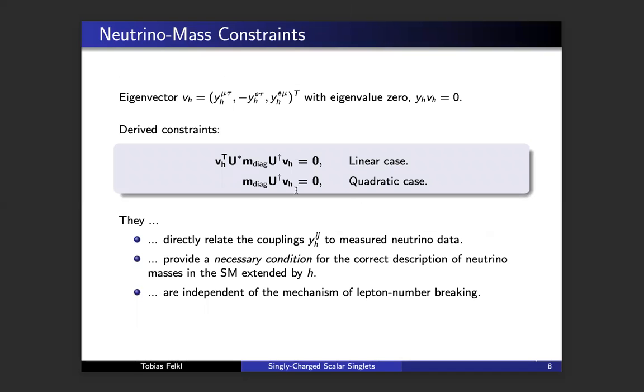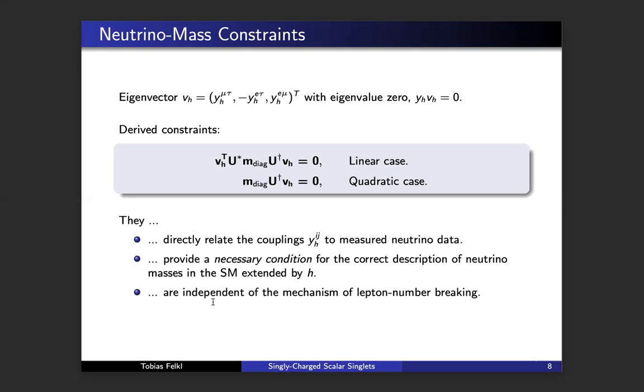We derived these expressions in the light blue box, which directly relate the couplings of H contained in the eigenvector to measured data on the neutrino mass hierarchy and mixing, contained in matrices M diagonal, which contains the masses of the 3 active neutrinos, and the PMNS matrix U. And we interpret these equations as conditions that necessarily have to be satisfied for the correct description of neutrino masses in our setup, which is the standard model extended by H and a source of lepton number breaking.